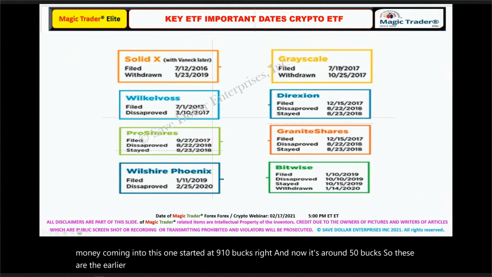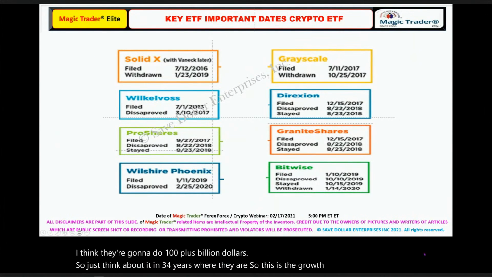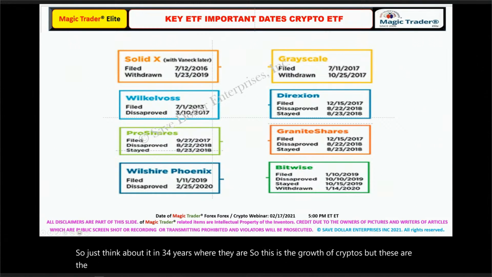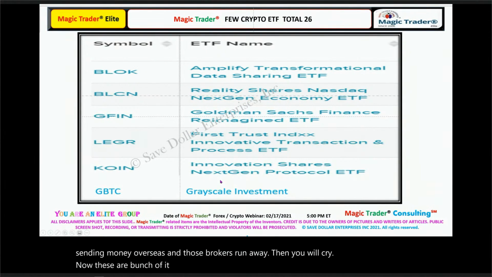So look here. It started like a penny stock, right? It's still on the pink sheets. They're going to do, I think, $100+ billion. So just think about where they will be in 3-4 years. This is the growth of cryptos, but these are the regulated entities. So I would urge people to go where your account is safe. If you send money overseas and those brokers run away, then you will cry. Now, these are a bunch of ETFs. Jeff is going to announce it. I just want you to know those names are there, and we have everything in a scanner also.